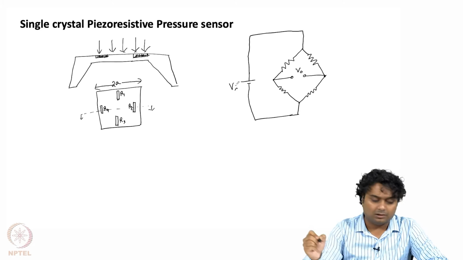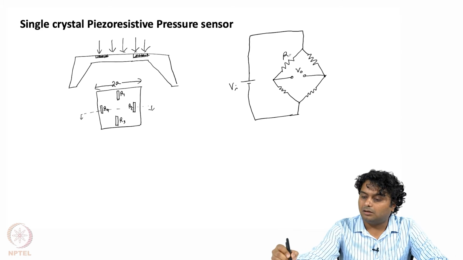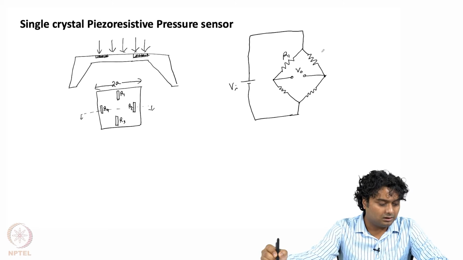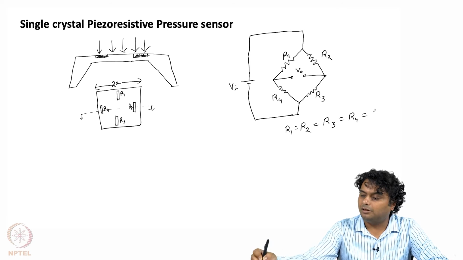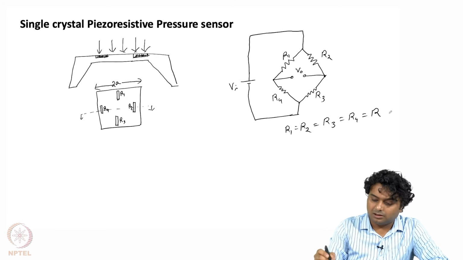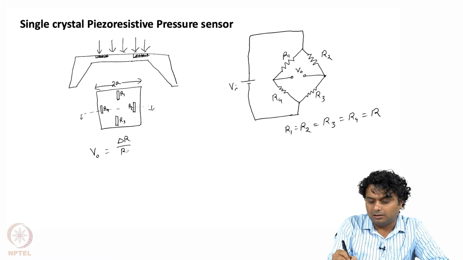This is V in. Now, what we have taken, that all the initial resistances are same. So, R1, R2, R3 and R4, R1 equals to R2 equals to R3 equals to R4 equals to R, let us say. Okay. Then V naught, the output voltage, is equals to delta R by R into V in, right.